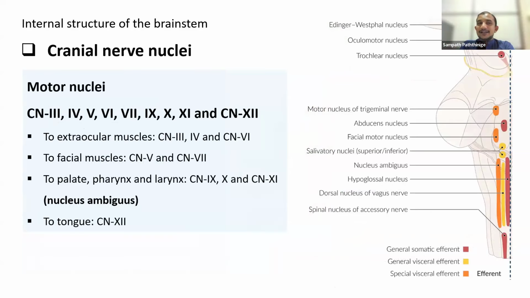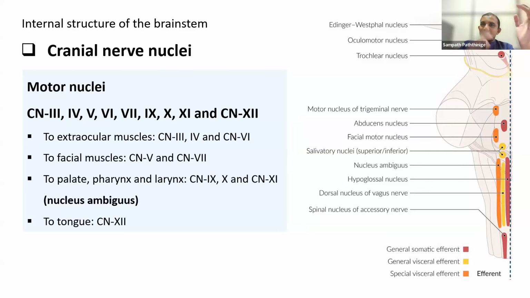Looking at the cranial nerve nuclei, many cranial nerves have motor nuclei. Except the special sensation nerves, that is the first, second, and the eighth. The first is for olfaction, the second for vision, and the eighth is for hearing and balance. Except those, you can see the third, fourth, fifth, sixth, seventh, ninth, 10th, 11th, and 12th: everything has motor nuclei, and they are in the brainstem.